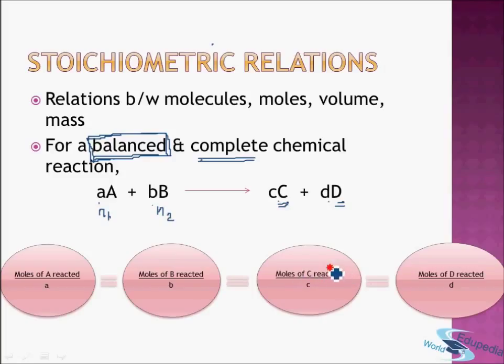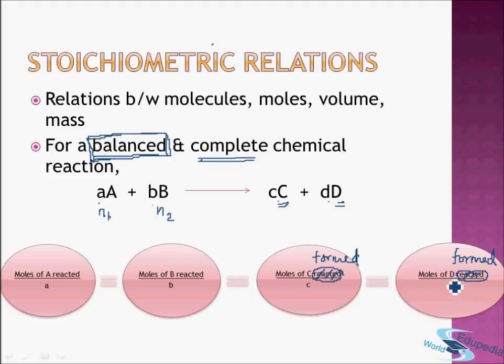Sorry, here instead of reacted it should be formed. Moles of C formed. C and D are products, they are not reactants. So moles of C and D formed. So moles of C formed in the reaction divided by small c will be equal to moles of D formed in the reaction divided by small d.